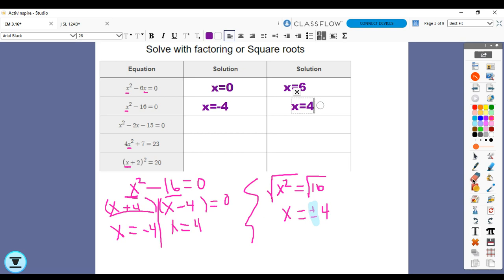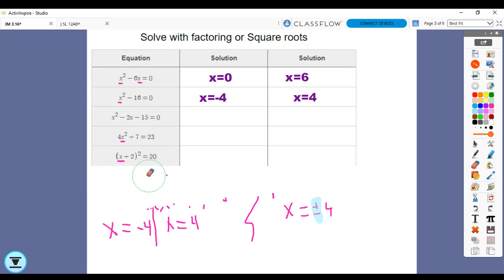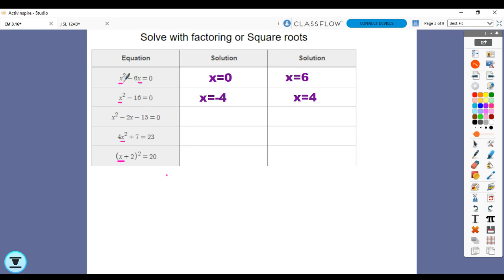All right. So the next one has both an x squared and an x. So let me just say this. If you've got both the x squared and the x, you have to factor. You have to factor. If you only see a single x, you can use square roots. So go ahead and try these next three. Maybe pause the video and work through these, see if you can find these answers.